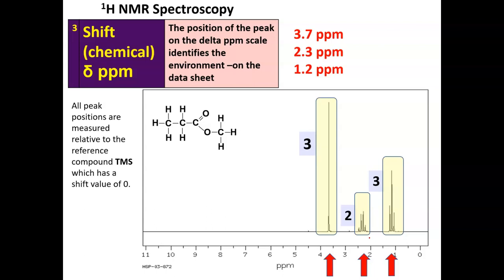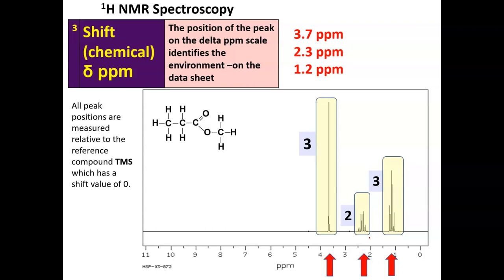Now, similarly, the further away your protons are from any electronegative atoms, the further to the right, or upfield, they will appear, closer to TMS. So bear that in mind if you've got 2 peaks in the same zone or region. We can often tell which is which by the proximity to electronegative atoms.